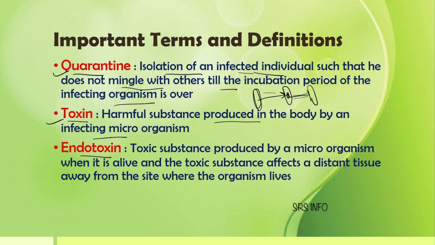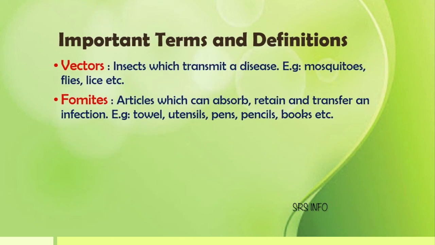And endotoxin. These are the toxic substances produced by a microorganism when it is alive. This is the important point. The toxic substance affects a distant tissue away from the site where the organism lives, and there is a possibility of these toxic substances spreading to other parts of the body also. This happens within the living tissue when the microorganism is alive. The toxic substance affects a distant tissue which is away from the site where the microorganism lives. This is called endotoxin.